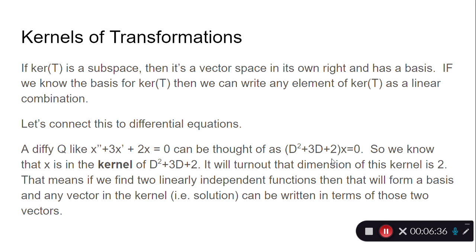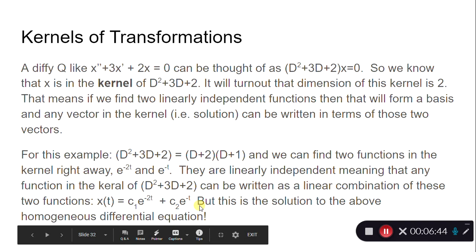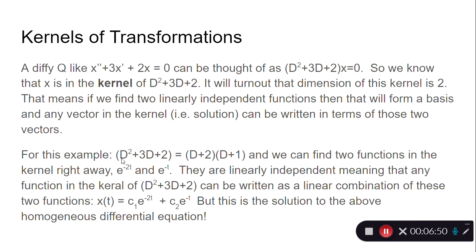The solution to this differential equation is something in the kernel. If I have a basis for the kernel, I can write down all the solutions. So for example, I could factor this into these 2 pieces, and we'll spend more time on this process in chapter 4. And we can find 2 functions in the kernel right away, e to the minus 2t and e to the minus t. They are linearly independent.